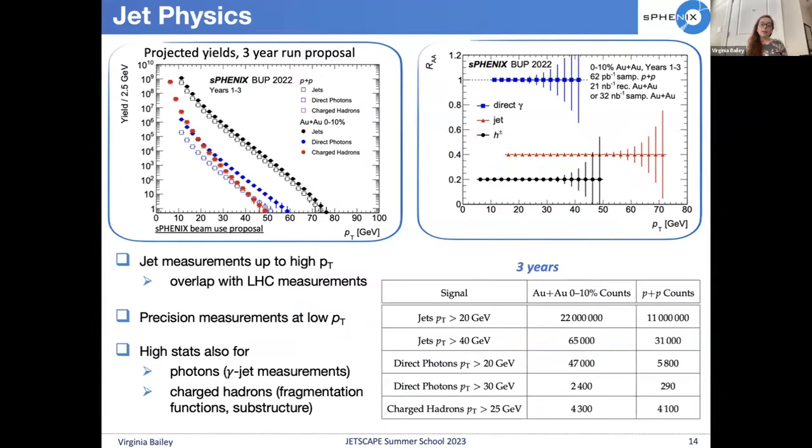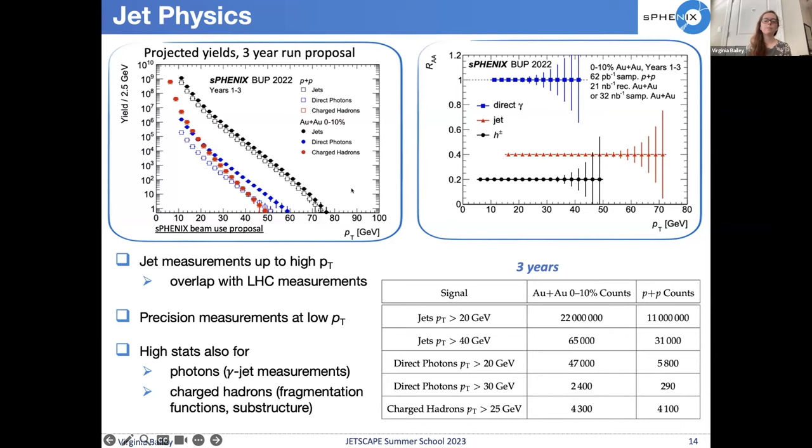As I mentioned in the beginning, jet physics is one of the really important goals for sPHENIX. It's why we designed the detector to have electromagnetic and hadronic calorimetry with wide acceptance. Here I'm showing a couple of plots of the projections, just as yields of jets on the left for both proton-proton and for central gold-gold collisions. And on the right is the projected R_AA, assuming these statistics from the plot on the left.